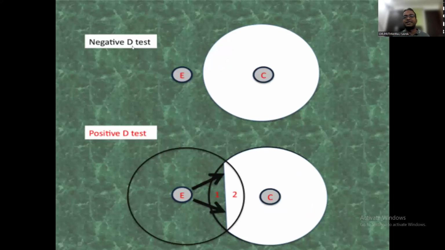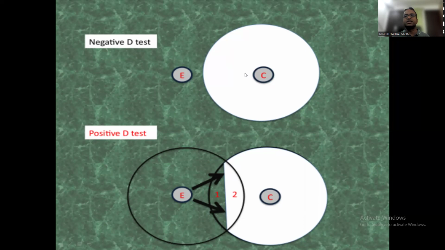Coming to this famous D test, we need to remember this D test for Staphylococcus aureus or Streptococcus pneumoniae, or specifically if we say methicillin resistant Staphylococcus aureus, and this D test comes into play for the interaction between erythromycin and clindamycin. So the concept should be very clear. What we mean by this D test is very, very simple.